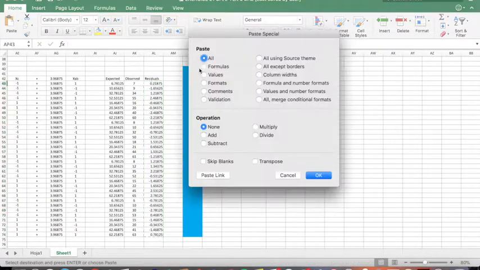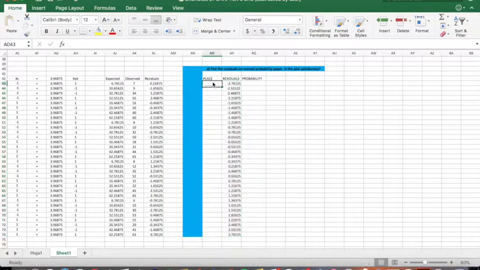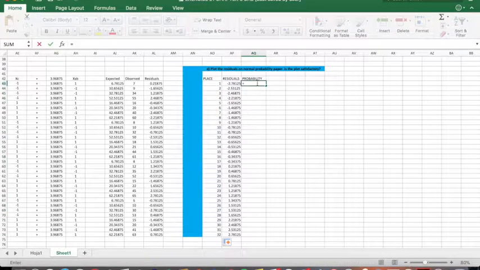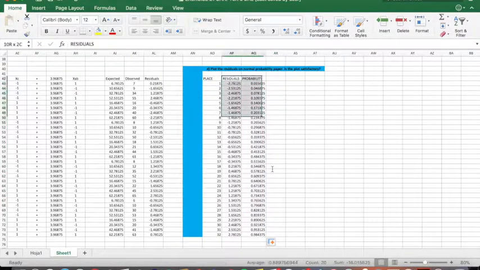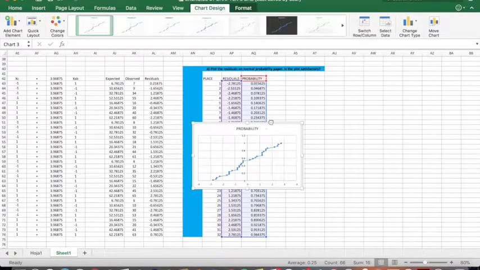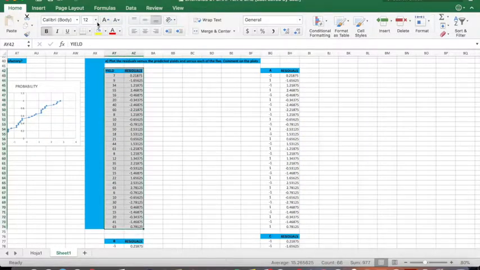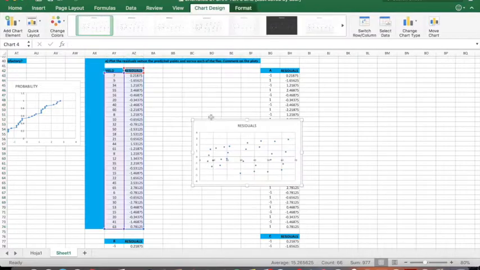We go ahead and go to point D, which asks us to plot the residuals to see if it's satisfactory. So we sort it from the smallest to largest. We get the probability in the same way that we had done before, and we go ahead and select the residuals and probability and get a scatter diagram. And from that we can conclude that yes, it is satisfactory.